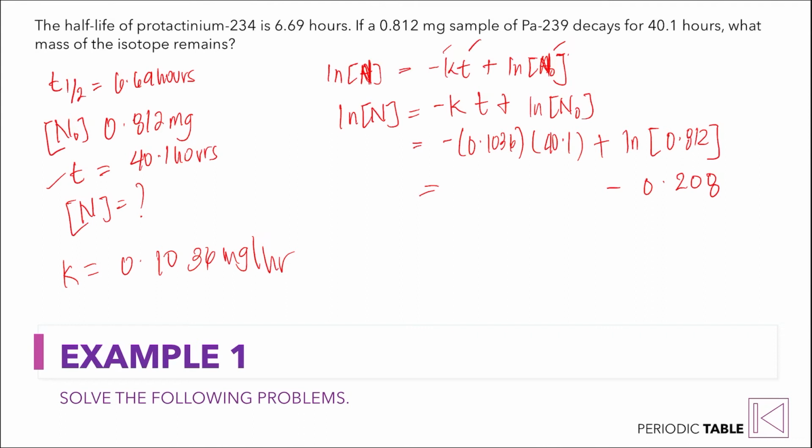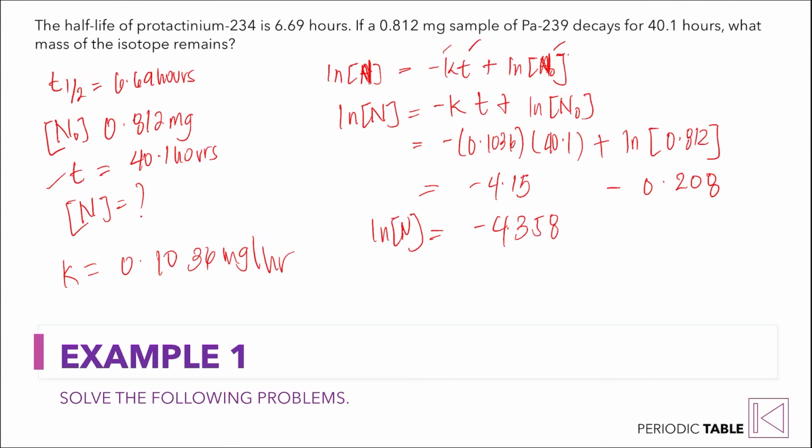So multiply din natin yung 40.1 times 0.1036. So that is negative 4.15. Okay, so in here kailangan natin perform the operation. So negative 4.15 minus 0.208. So that is negative 4.358 ln. Kaya nga lang hindi pa tapos yung ating problem.